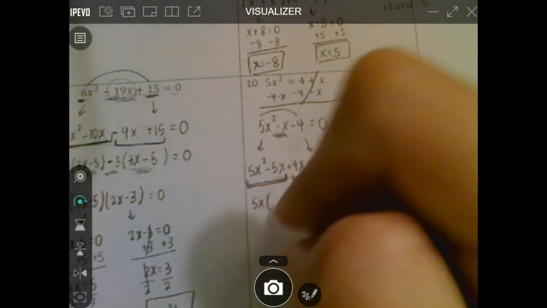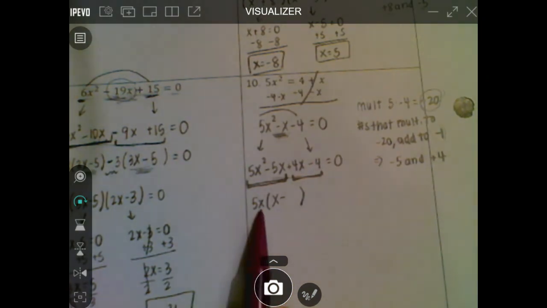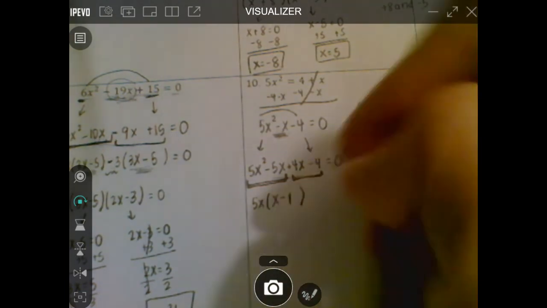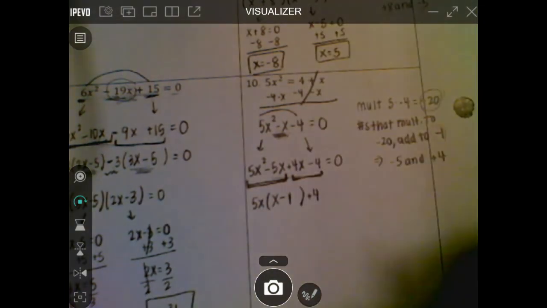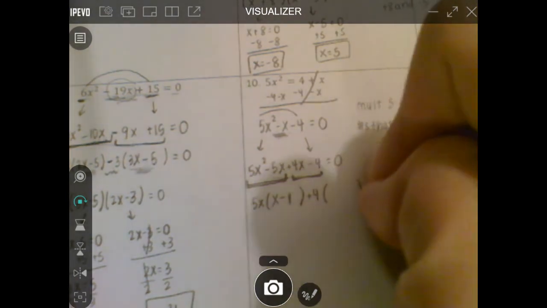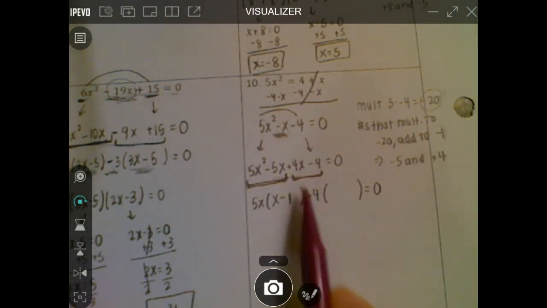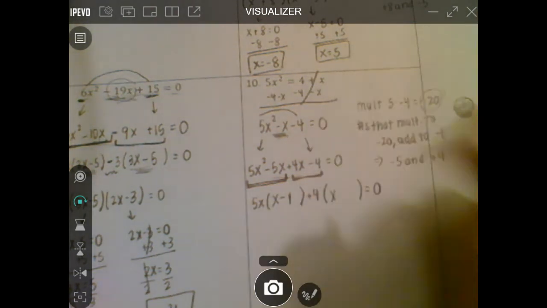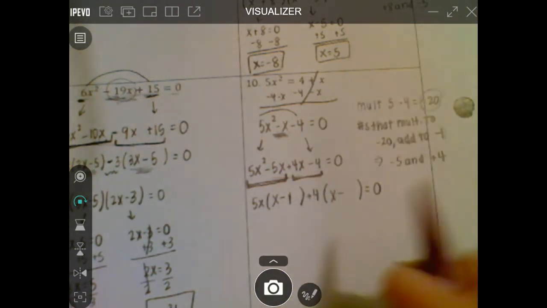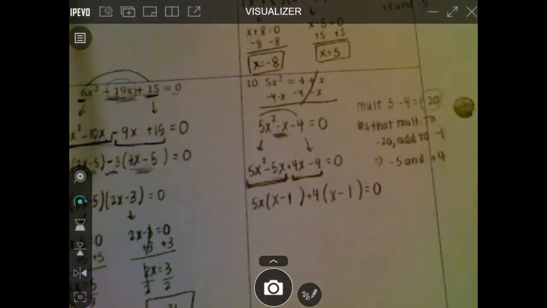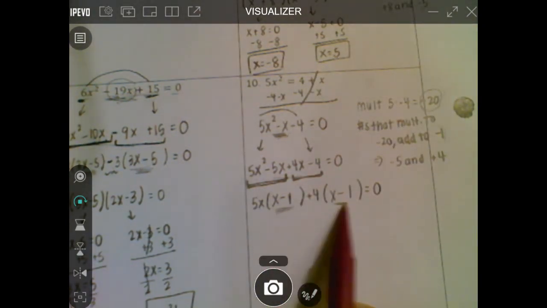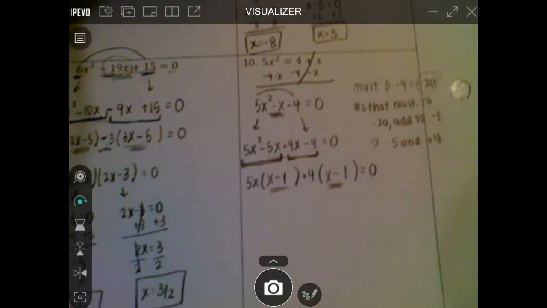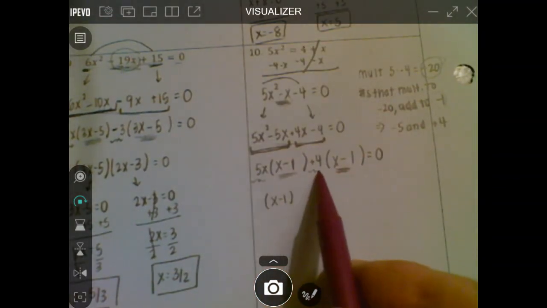So if I take a 5x out of 5x squared, that leaves me with an x. Bring down my minus. If I take a 5x out of a 5x, I should be left with 1. And then 4x minus 4, it looks like my GCF here would be a plus 4. Bring down my parentheses, bring down the equals to 0. So I'm taking a 4 out of a 4x. That leaves me with an x. Bring down my minus. Take a 4 out of a 4. I should be left with 1. And again, these should match. So that means that my first factor is an x minus 1. My second factor is the stuff that's left over on the outside, so a 5x plus 4.